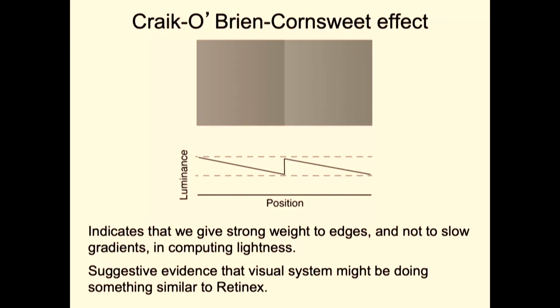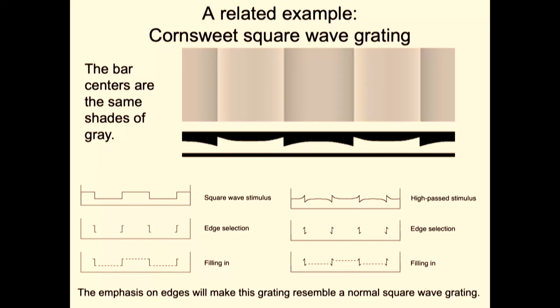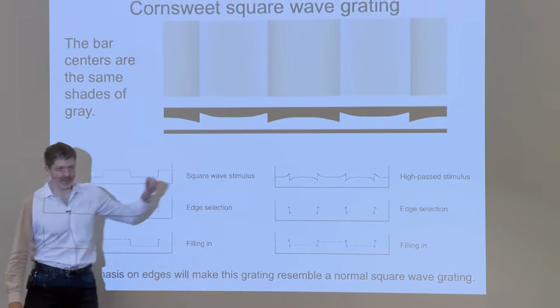And there are a lot of other illusions that are kind of the same flavor. This is another one that's kind of nice. This is the Cornsweet square wave grading. So again, the physical stimulus is what's depicted here. So this is, again, luminance as a function of position.